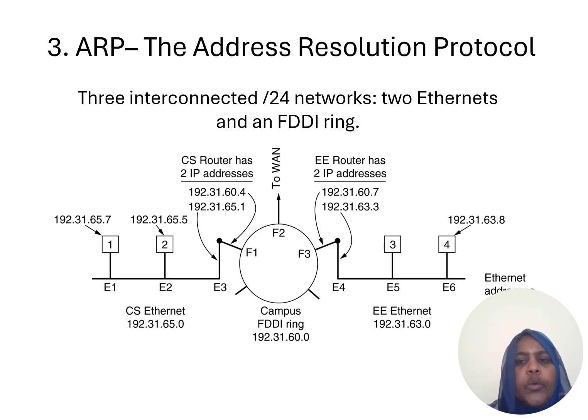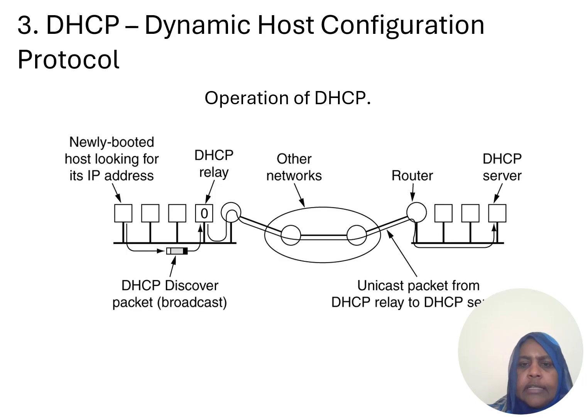For example, host 4 with the IP address 192.31.63.8 has Ethernet address E6. If host 3 wants to send to host 4 and it knows its IP address, it actually needs its physical address to communicate with it directly. Here it uses ARP, sending a flooding message to all hosts on the network asking whose IP address it is. The concerned host will reply with a message saying this is my IP address and this is my data link layer address.